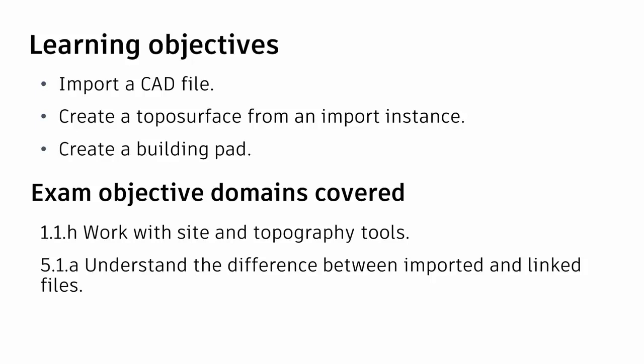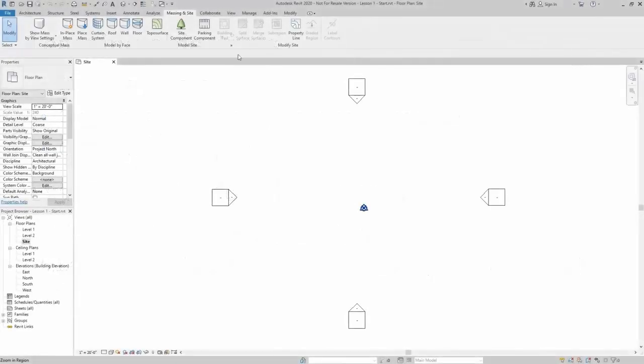In this lesson, we are going to explore the tools within the Massing and Site tab. Our first exercise is going to include creating a 3D topo surface using an imported DWG file that was created in AutoCAD. Then we will create a building pad that will be the basis for the conceptual design of the building. Our first step is going to be to import the CAD link.